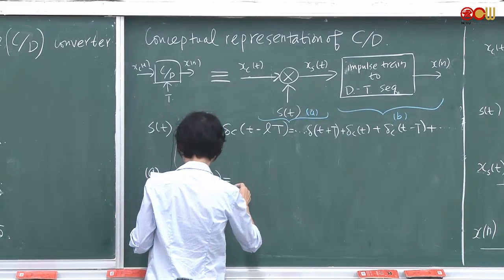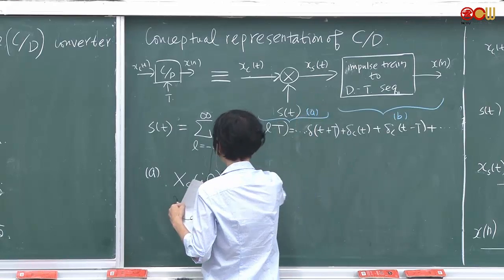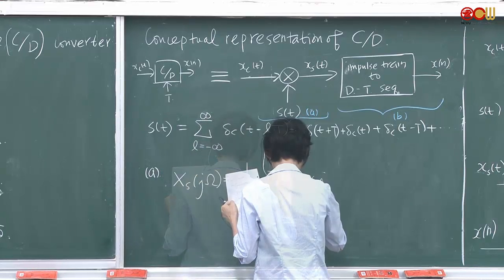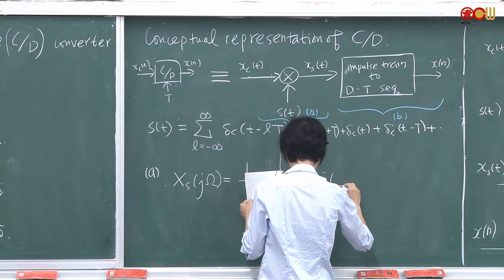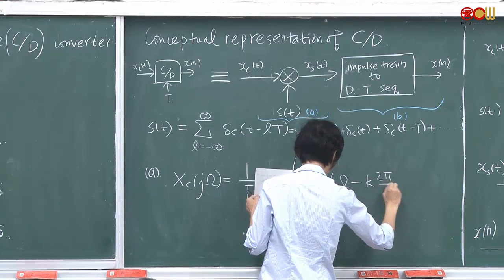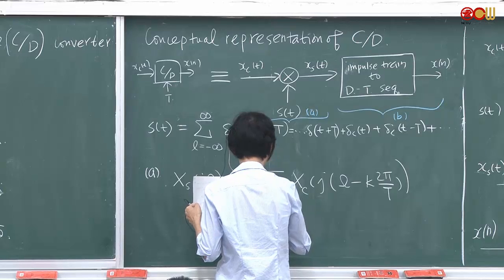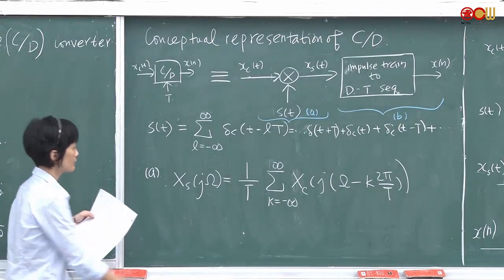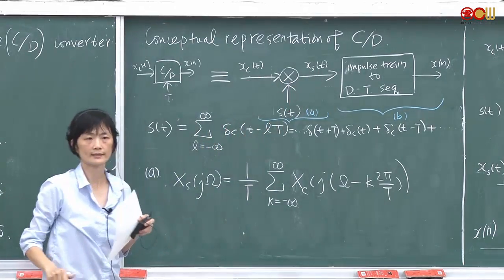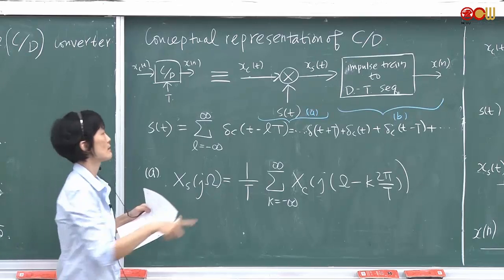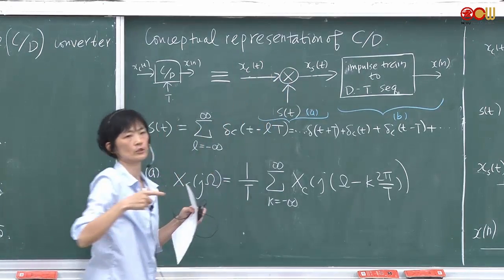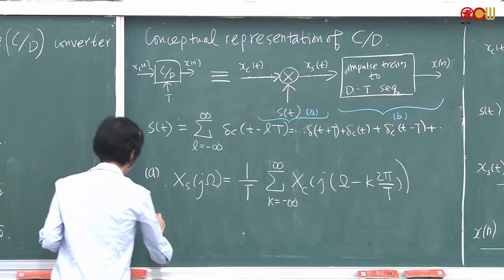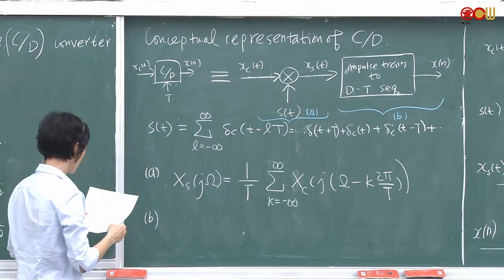How is X_s(jω) related to X_c(jω)? It's related like this: X_c(j(ω − k·2π/T)), for all k. Okay, so that's how these first two signals' Fourier transforms are related. And then B, let's write down the result and we will talk about what this means.